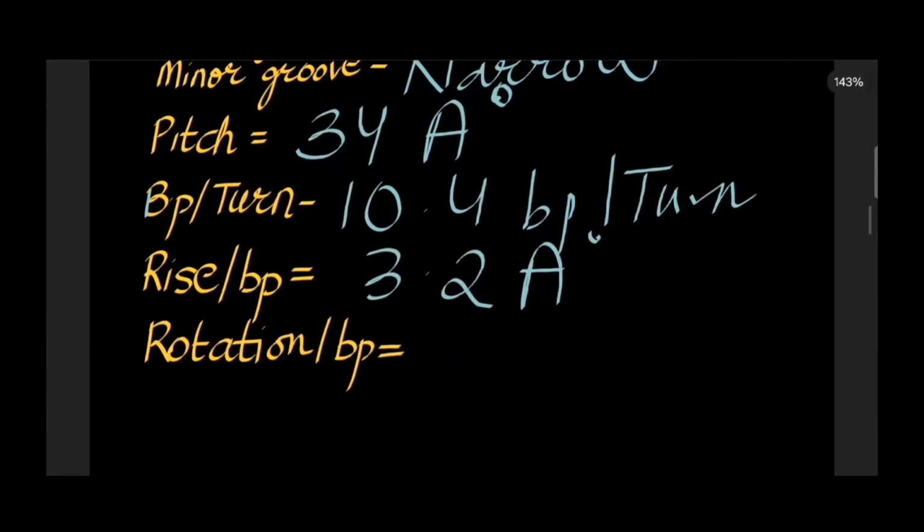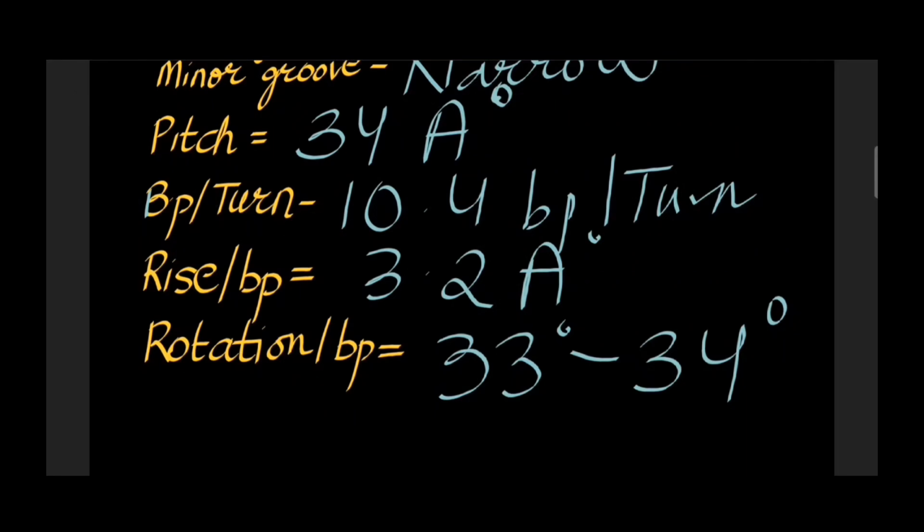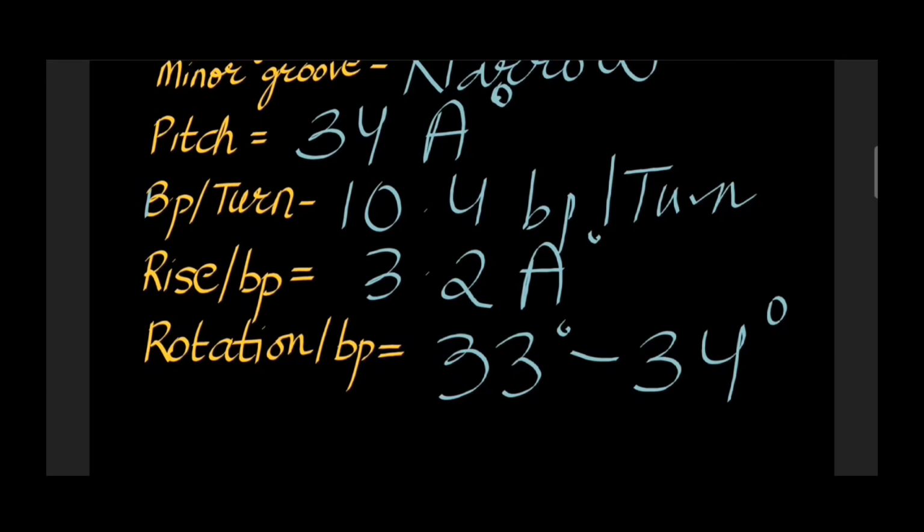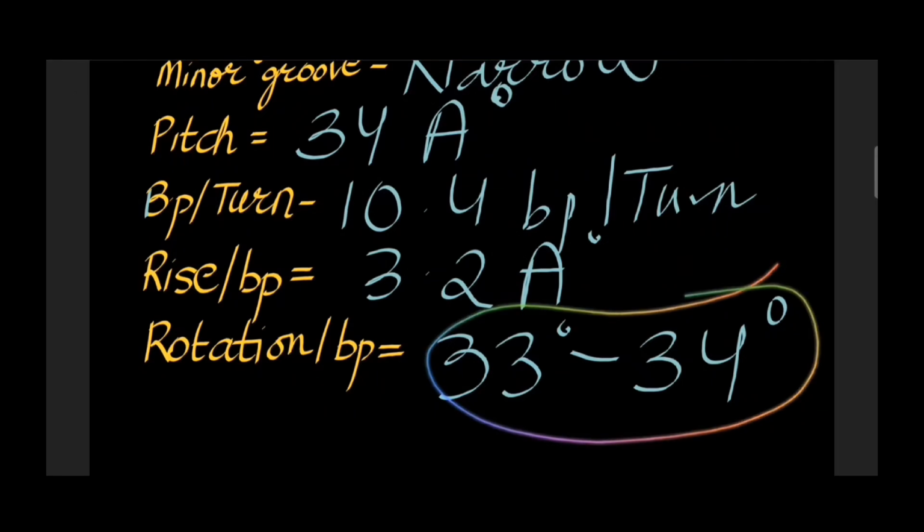So the rotation per base pair would be approximately 33 degree to 34 degree. That means each time you are stepping on a new base pair, your body is rotating a little bit, tilting a little bit, and that is exactly the degree of the rotation. So I hope you are able to understand this particular thing.